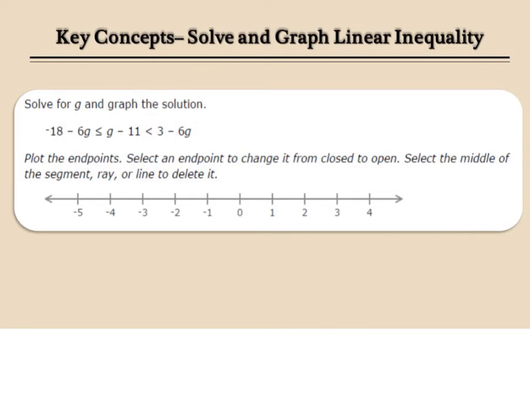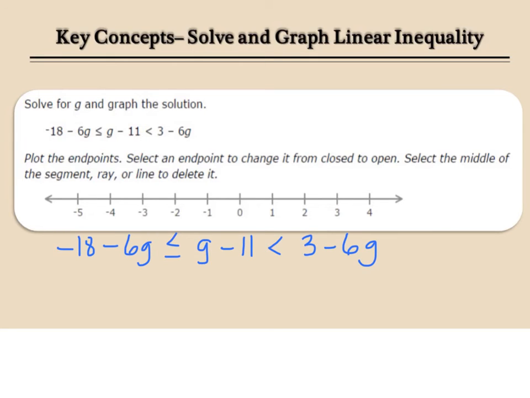This question is asking us to solve for g and graph the solution. If you'll notice, it is an AND inequality. There are my two symbols of inequality, which means it's going to look like a barbell. The left end is going to be a filled-in circle. This one is going to be an open circle.